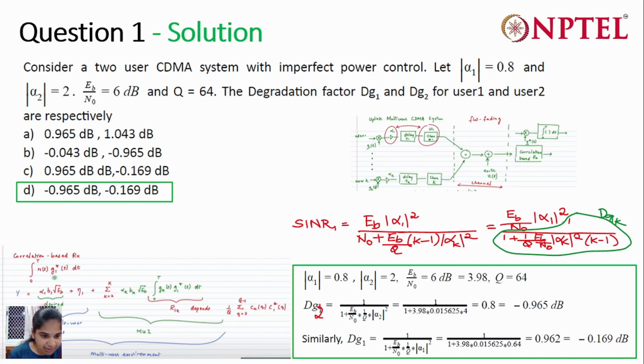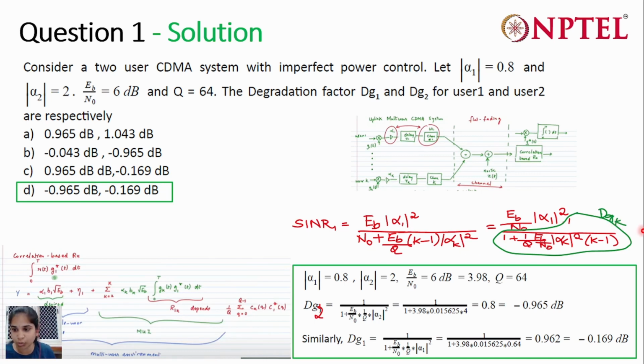So, whatever y we'll be getting will be alpha 1 b1 into root Eb plus eta 1 plus the rest of the other terms, summation k equal to 2 to K alpha k b_k root Eb into the integral. Now, this will be the desired signal. However, all these other things will be considered as noise in a multi-user system. Here, SINR will be Eb into alpha 1 square divided by N naught plus Eb by Q into (K minus 1) into mod of alpha k square.